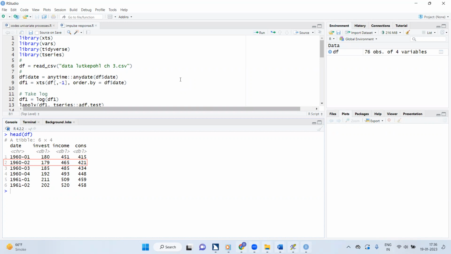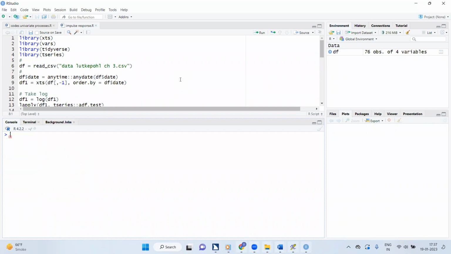So either you need to provide the proper dates, right? Or you can make use of some package that would automatically convert it. There are several ways of doing it. So I found this one easy. I use this df$date. So let me see what it does.